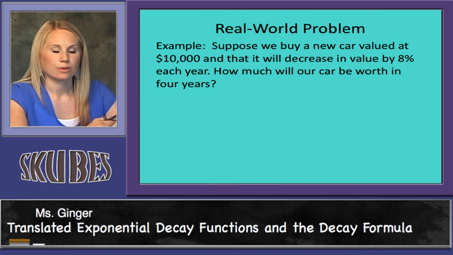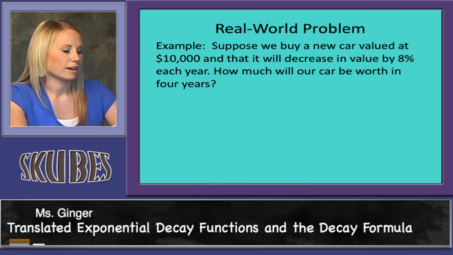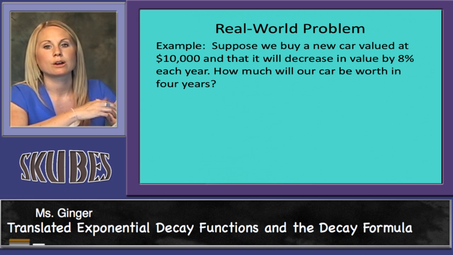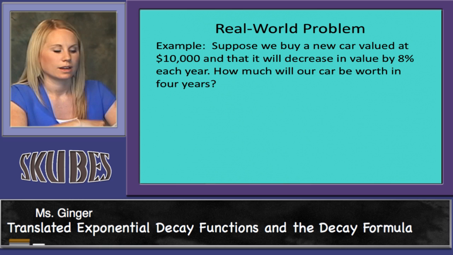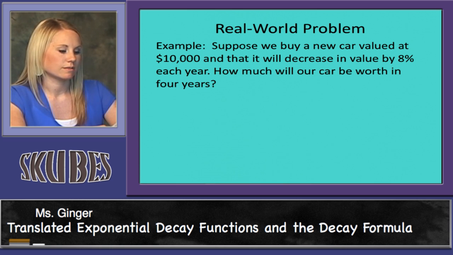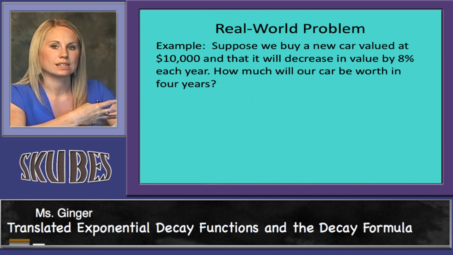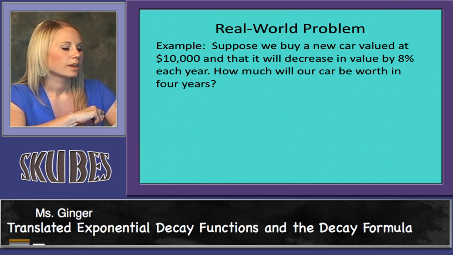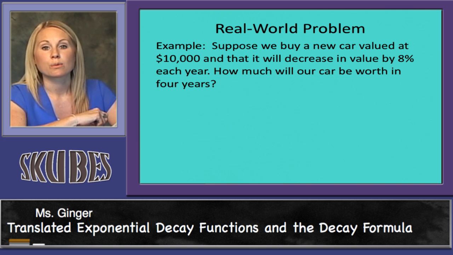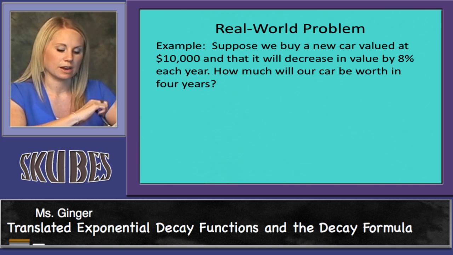All right, so let's take a look at an example. This is a good example. Let's suppose that we're buying a new car at $10,000, and we all know that cars depreciate in value. They decrease in value over time. So suppose we paid $10,000, and we know that it has a rate of decreasing by 8% each year. And we want to know how much our car will be worth in 4 years. So let's figure that out.